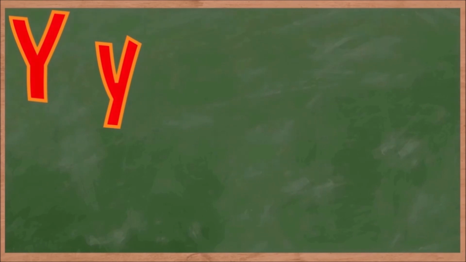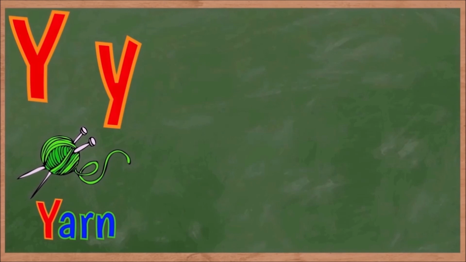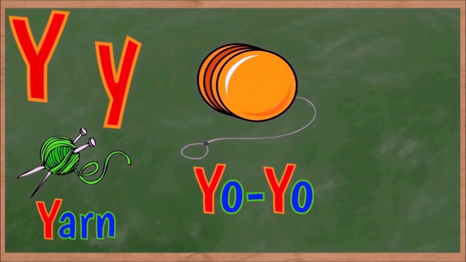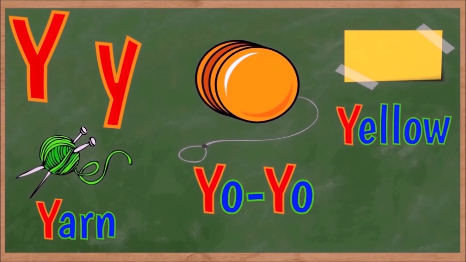Let's see the next letter. Next is the letter Y, and the Y makes a Y sound. Give that one a try. Y. I got that one. Did you get that one? Y for yarn. Yo-yo. Yellow.